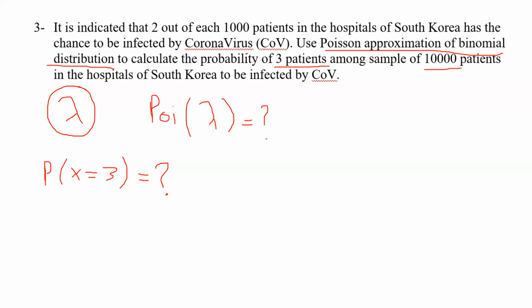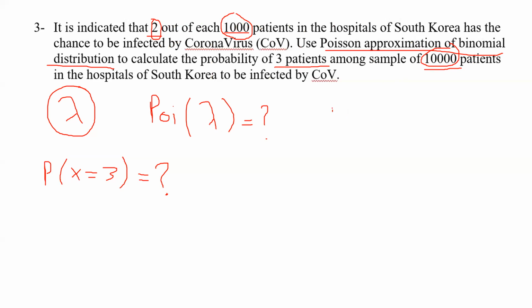Here the question is asking you, what's the probability of 3 patients among 10,000? If I change 10,000 to 1,000, then this would be the standard format, right? Vice versa, if I want to convert from 2 out of 1,000 to 10,000, what should I do? In this case, lambda is not equal to 2 because the size of the population has changed. When 1,000 is changed to 10,000, 2 should be multiplied by 10, right? Because 1,000 was multiplied by 10.